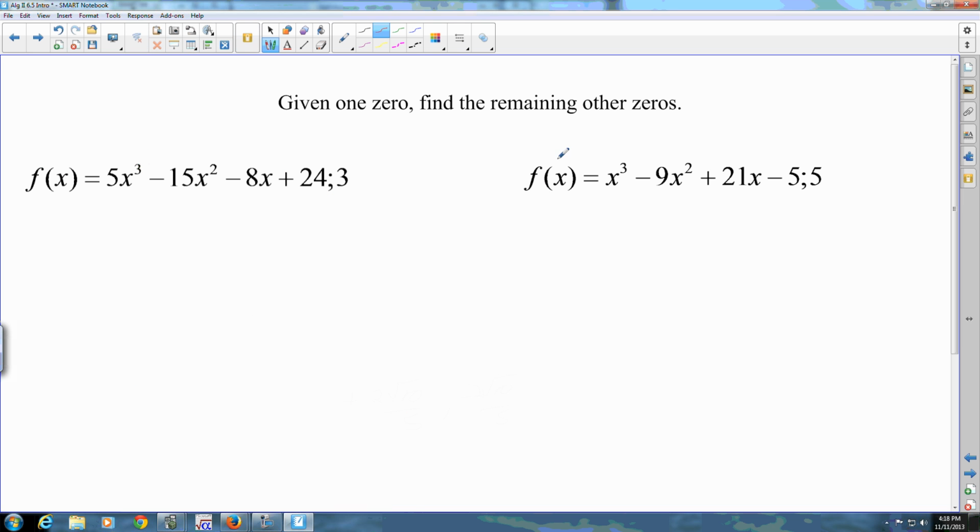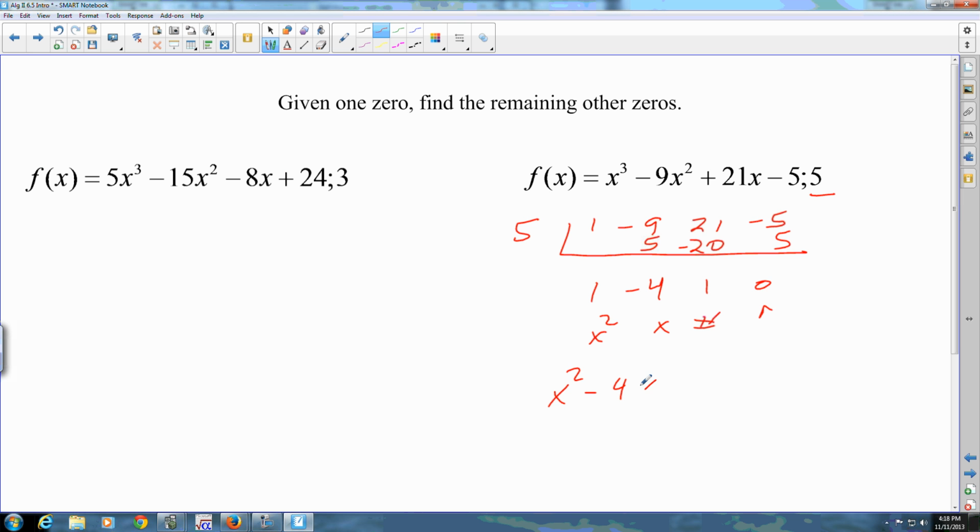I'm going to clear this to give me a little more room. One of the zeros is 5. 1, negative 9, 21, negative 5. Drop the 1. 5, negative 4. Okay. Crazy 4s. 20. Oops, negative 20. So that would be 1, 5, 0. Remainder, number, x squared. Again, your remainder has to be 0 for this to work. x squared minus 4x plus 1.